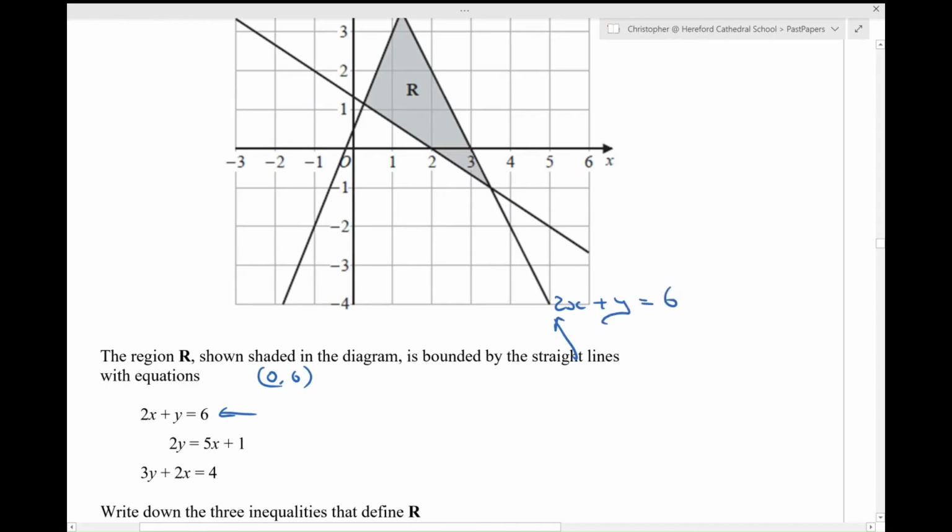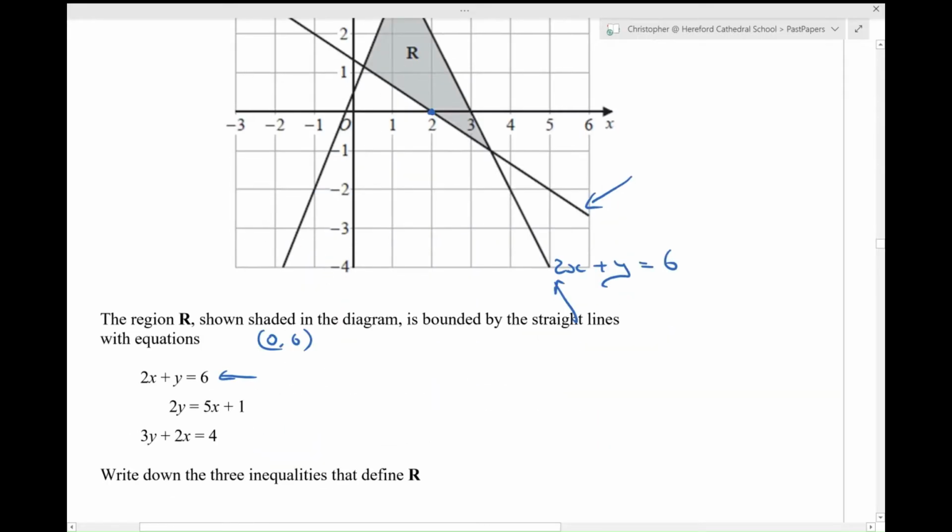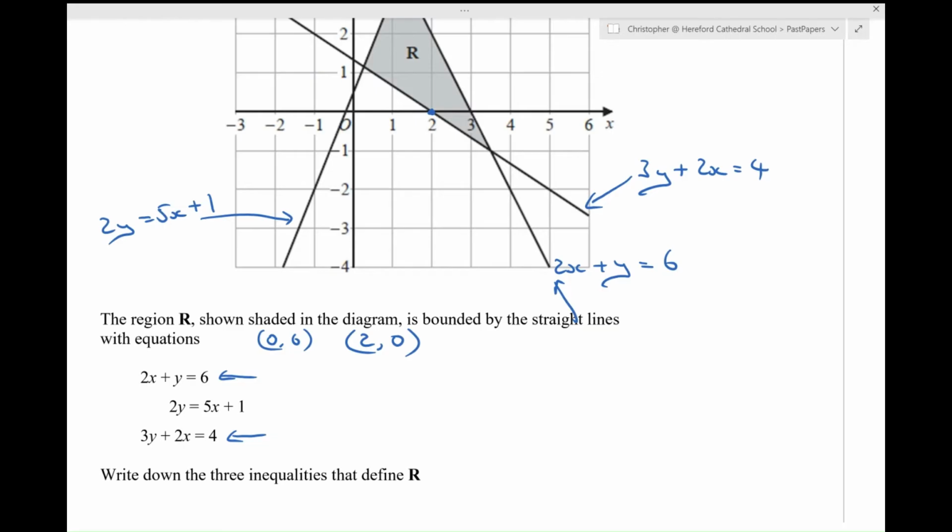Right, next, let's sort out the line just above it. Let's sort out this line here. Now this line has got the point 2, 0 on it. So which of my remaining equations will be satisfied by x is 2 and y is 0? It's going to be this bottom one here. So this line has the equation 3y plus 2x equals 4, which means by a process of elimination that this line has the equation 2y equals 5x plus 1. But you might have divided both sides by 2, and then you could have looked at the gradient and the y-intercept to identify that line.